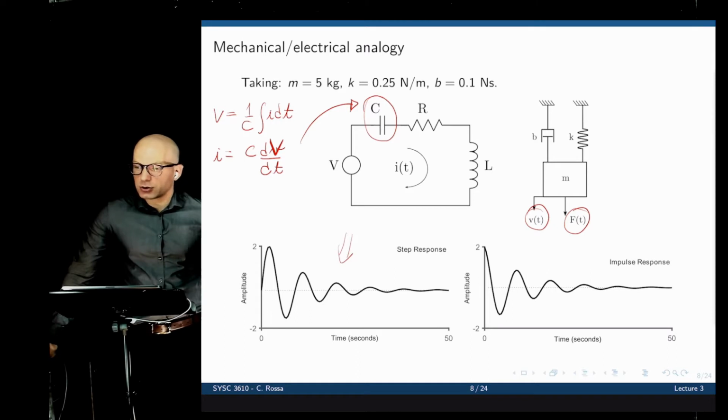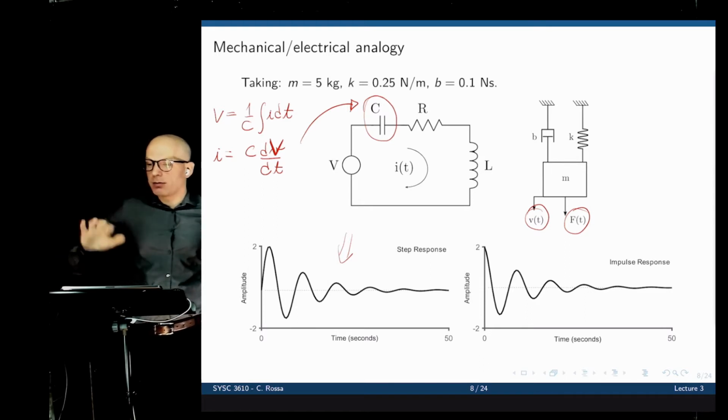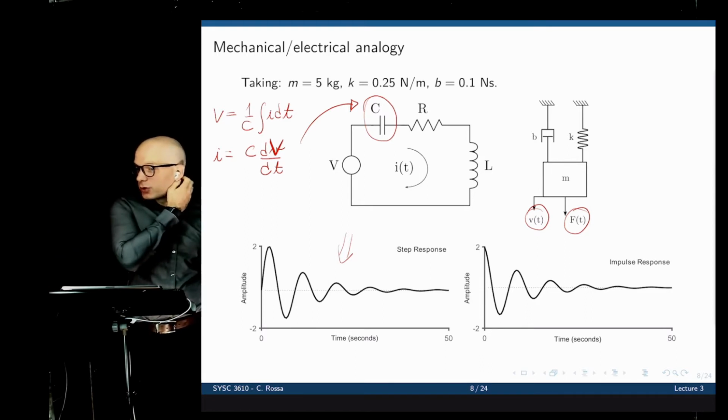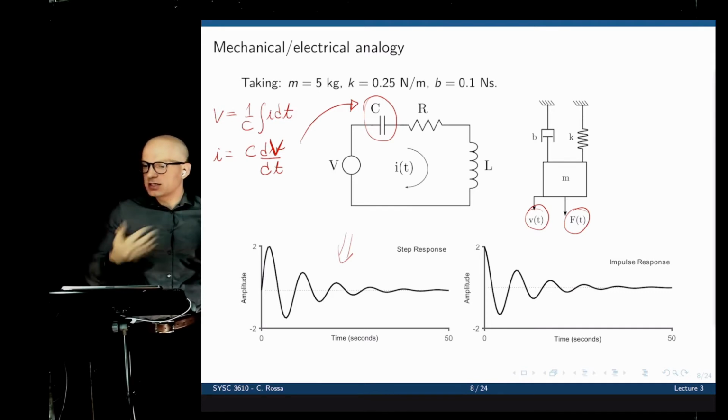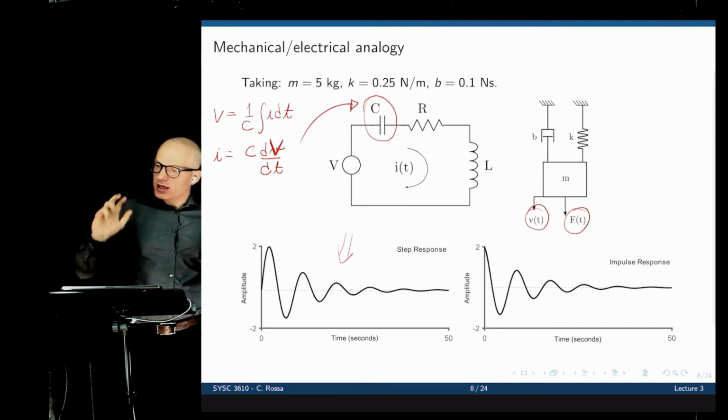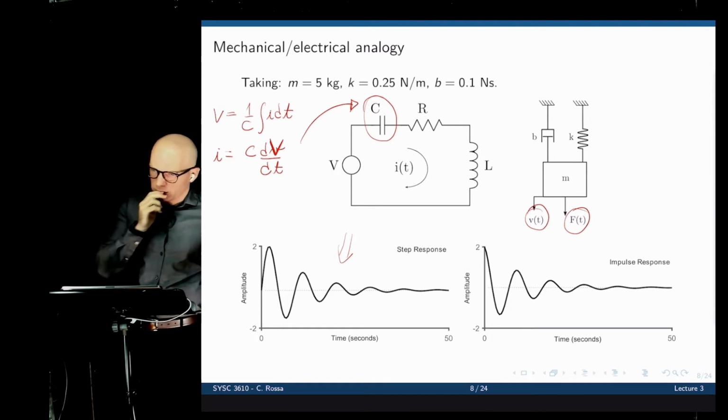We can apply a sinusoidal waveform to the input here. We can also apply a sinusoidal waveform in the form of force in the mechanical system. And the result will be exactly the same for both. I'm limiting my examples to DC, to a step, because it's easier to understand. But if you go with AC, that works as well.